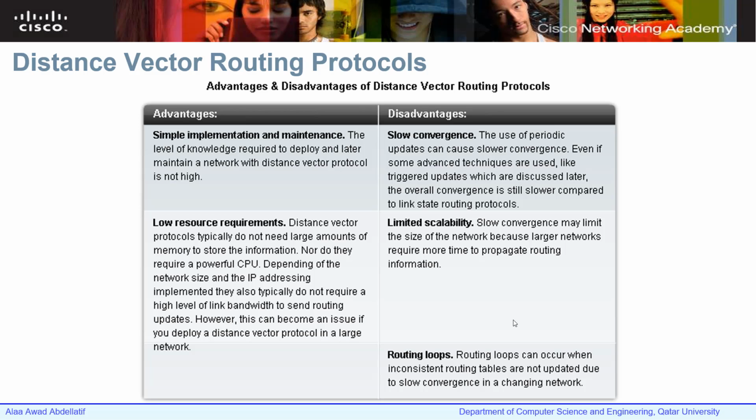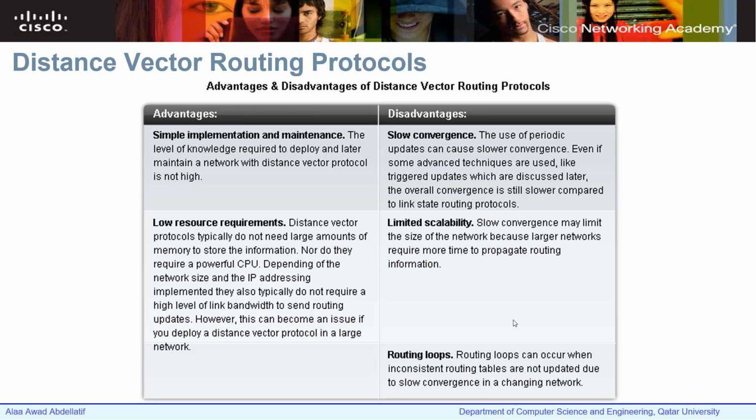Specifically for distance vector routing protocols, these are the advantages and disadvantages. The two main advantages are simple implementation and maintenance, and low resource requirement. So from an implementation point of view, it is simple, and from a resource requirement point of view, it doesn't require many resources.